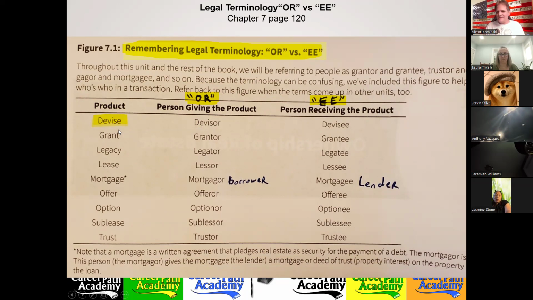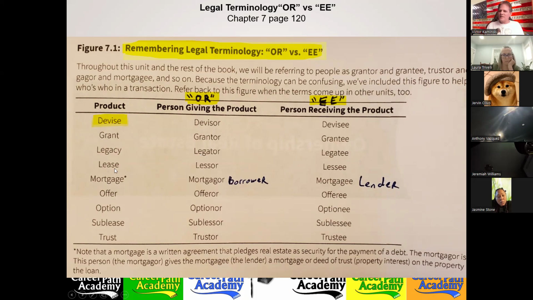Devise, what is that? When you die, you leave property to someone by devise, right? So the devisor is the one who's leaving you that property. The devisee is the one that's receiving it. You grant your ownership anytime you sell a property. So the grantor is the seller, the grantee is the buyer, or if you give it away. Legacy is your personal property that you're leaving behind. So the legator is the one who's giving that personal property. The legatee is the one that's receiving it.